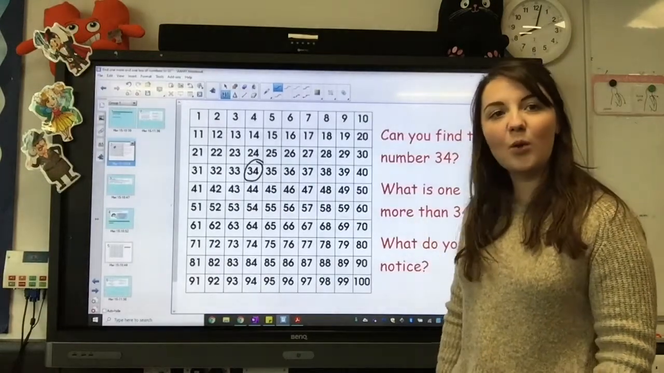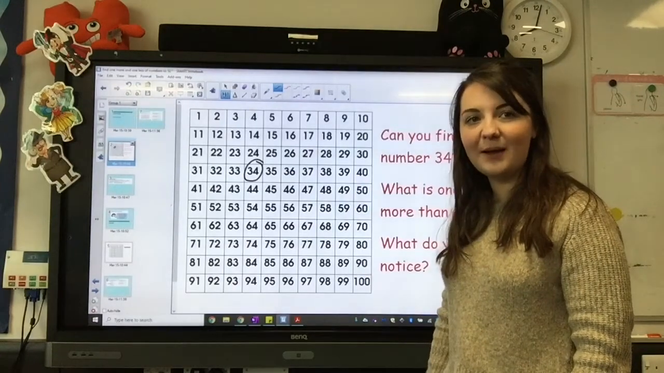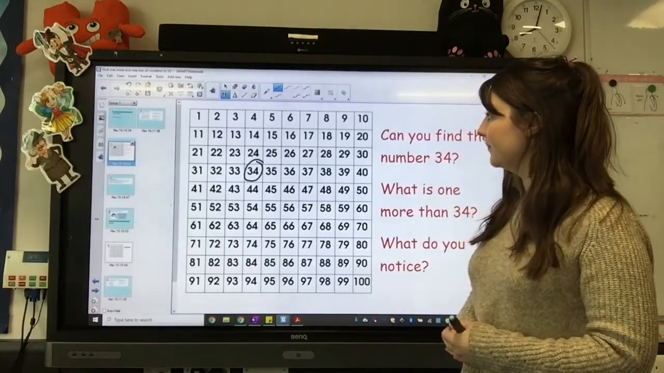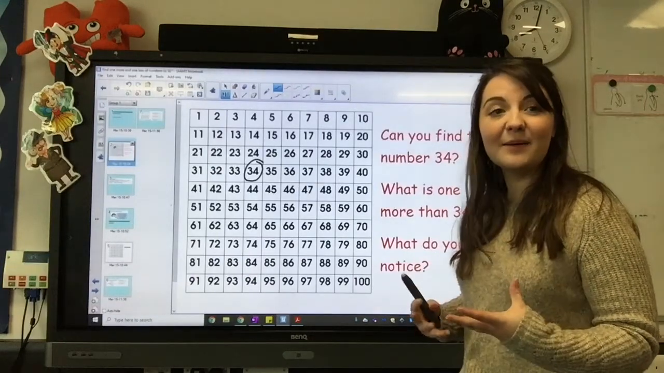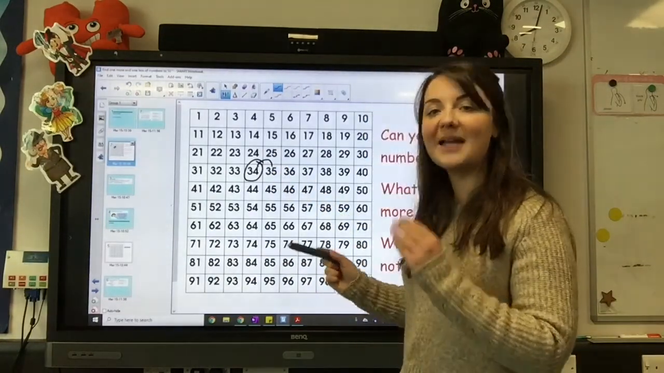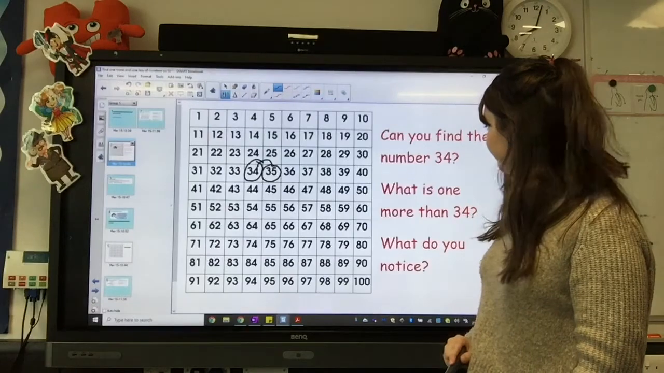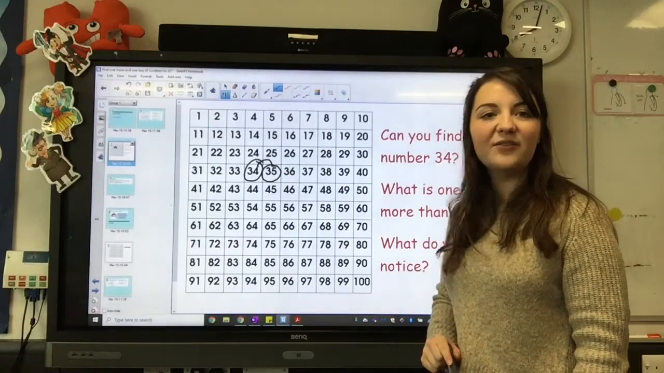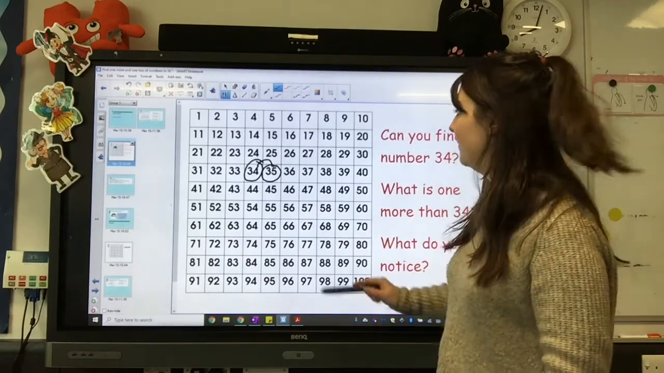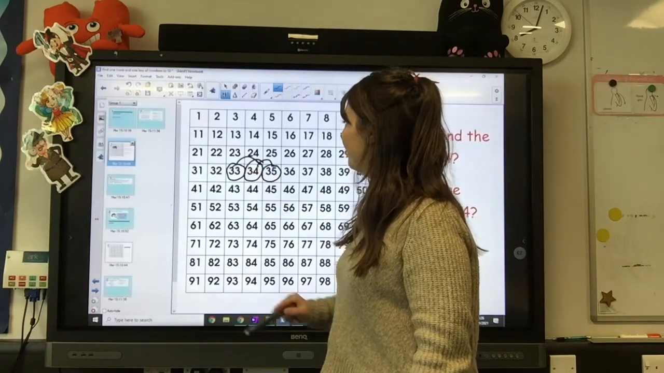I want to find one more than 34. Now, when I'm using my 50 square, which way do I need to go to find one more? I'm adding one. Okay, a little bit like a number line, I'm going to do one jump forwards because I'm adding one more. I've landed on the number 35. If I wanted to find one less, I know that I need to go backwards just like on a number line. And I land on 33.